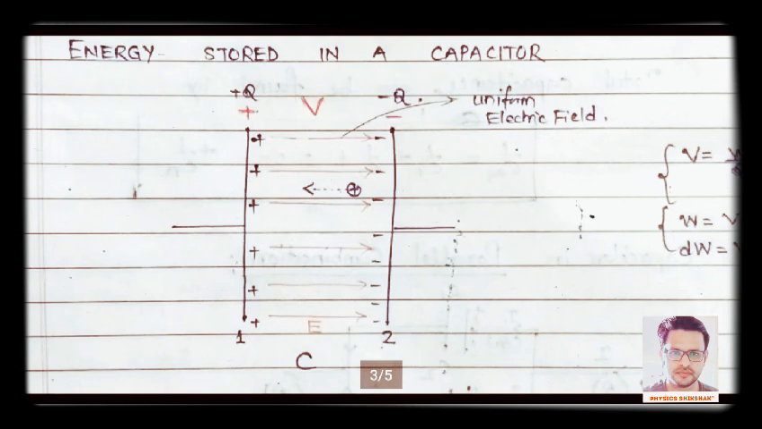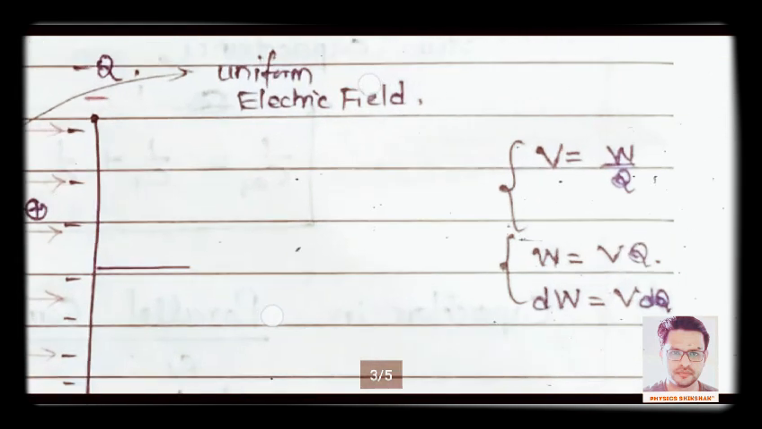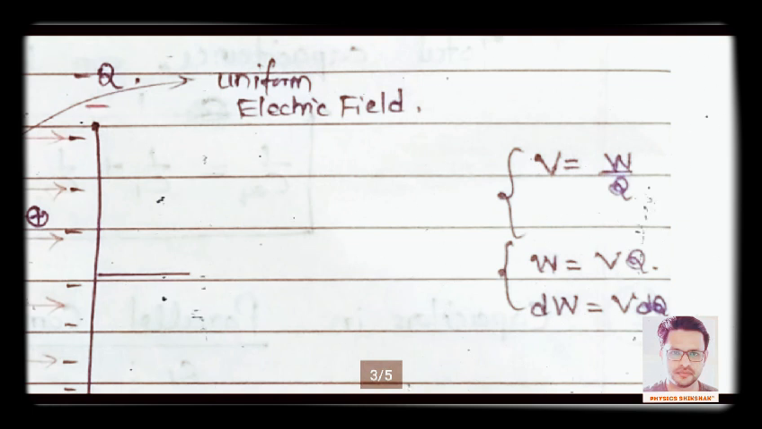Now let's take a small positive charge. The electric field will apply a force on this positive charge and will repel it toward the negative plate. But suppose we want to move this positive charge against the field. What work do we have to do? In other words, we have to move this charge against the potential. You have already studied what the potential difference is. It is the work done over the charge. From here you can find the work done will be the potential difference into the charge.